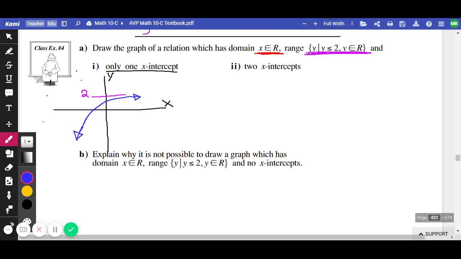We try number 2, we're going to draw 2 x-intercepts. So it's the same rule, but now you're wanting 2 x-intercepts. Try it. See if you can draw it. It has to follow the rules: forever left, forever right, forever down. Can't go above 2. Has to have 2 x-intercepts.